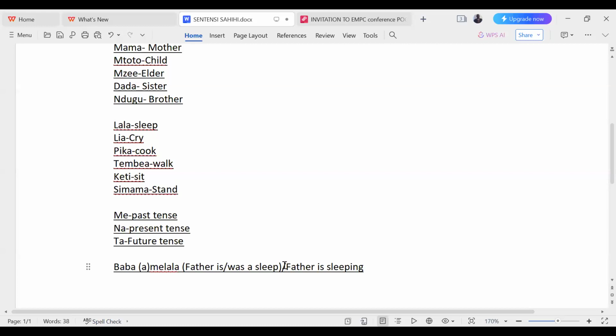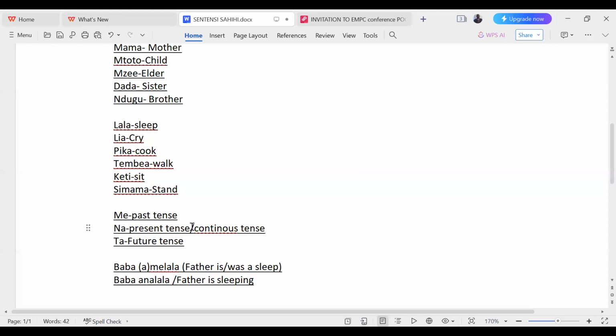They'll use the word now, instead of was, they'll say Baba analala. So they'll bring na for present tense, which can also mean present continuous tense. So you say Baba analala, which means the father here is sleeping. Analala is sleeping. Of course, even father is asleep doesn't mean he's already awake. It's yes, sleeping, but in this aspect, it means that the sleeping started a long time ago, some time back.